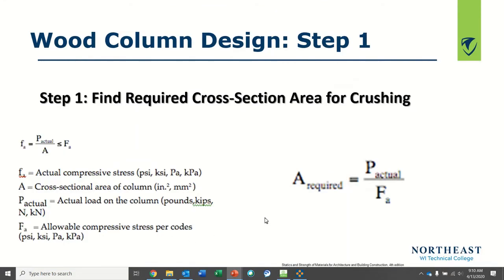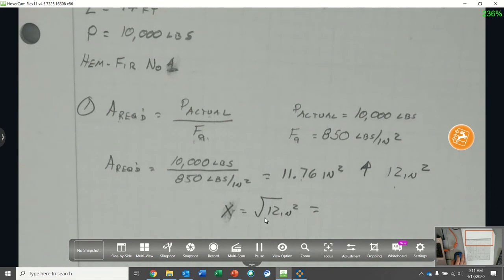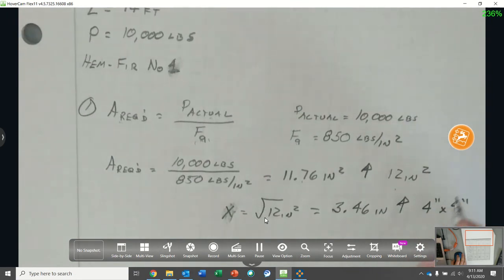The problem is asking for rough sawn wood, so I'm going to cut this out at a sawmill. If I just take the square root of 12 square inches, I get 3.46 inches. So for now, let's do a 4-inch by 4-inch rough sawn column.